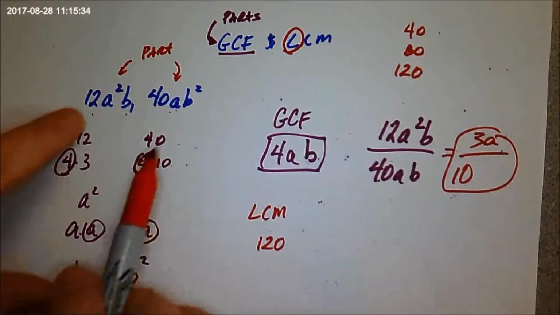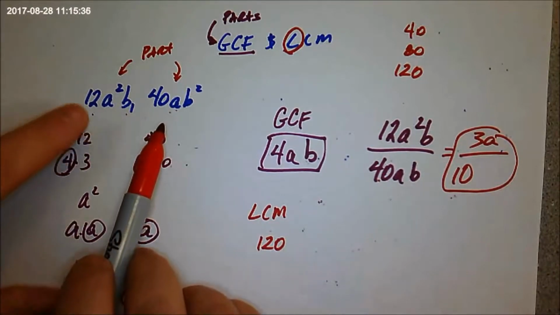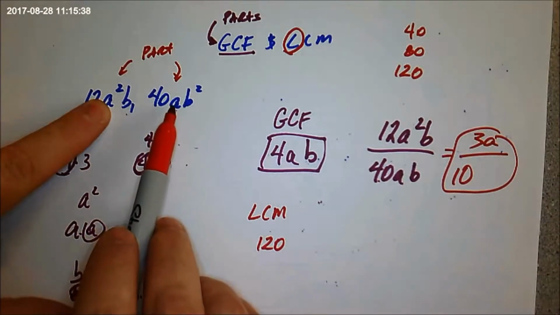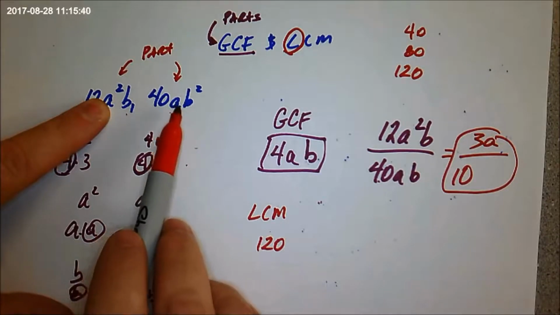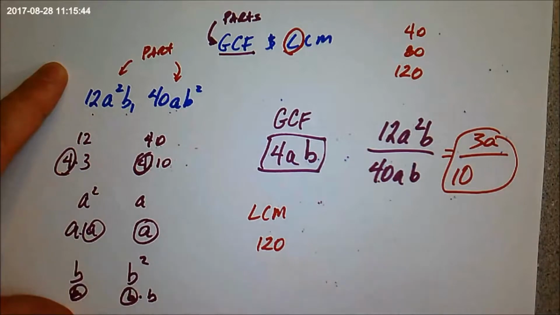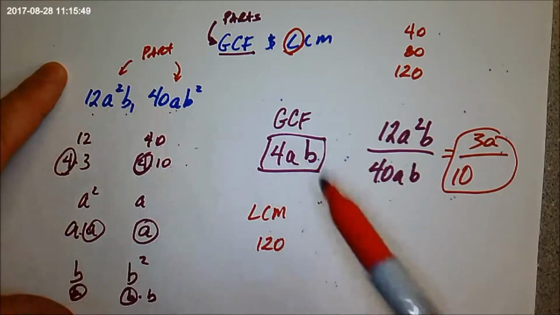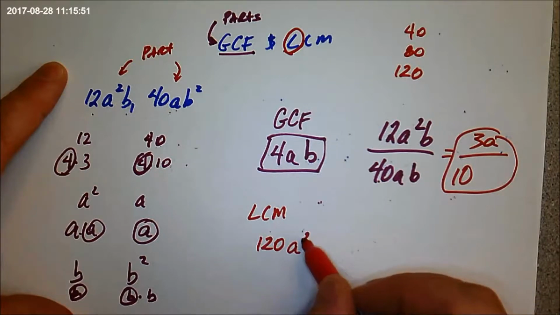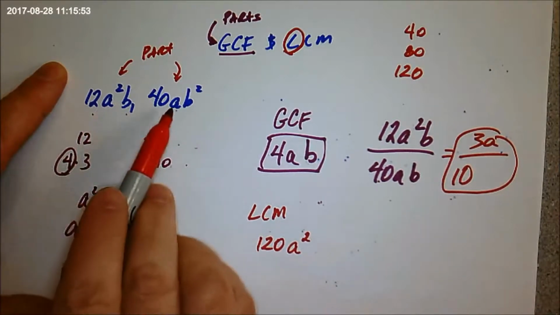Now, this is where you get confused. What is the smallest thing that both a squared and a go into? Now, we're not asking what's the biggest thing that goes into them. No, we're asking, we have a different number, some other random number. And what's the smallest number that a and a squared go into? Well, that has to be a squared.